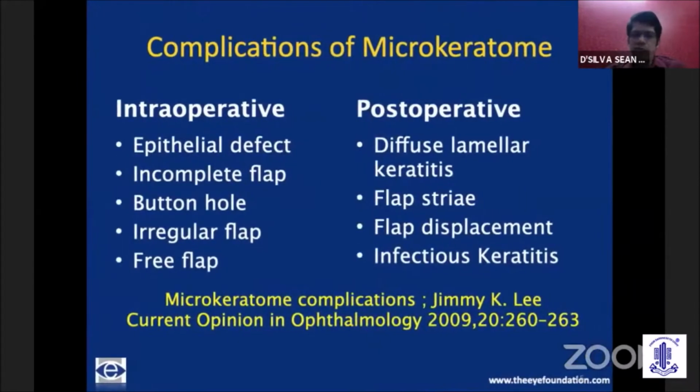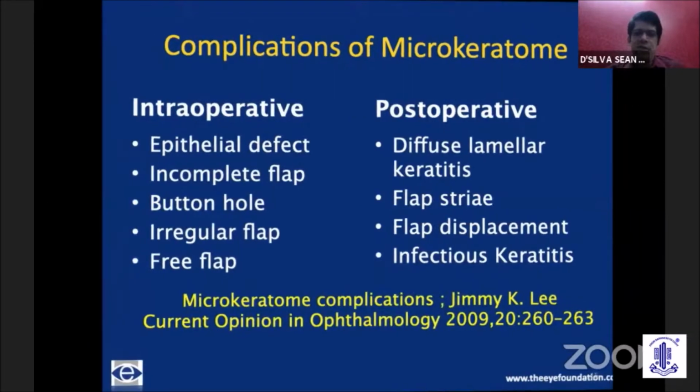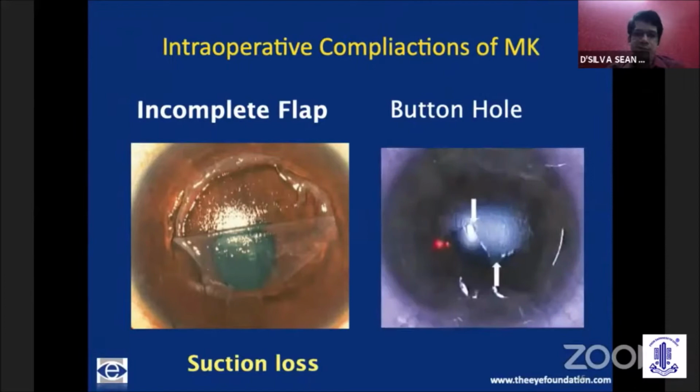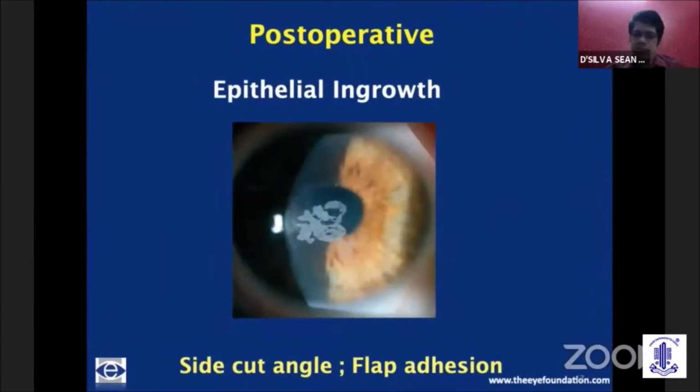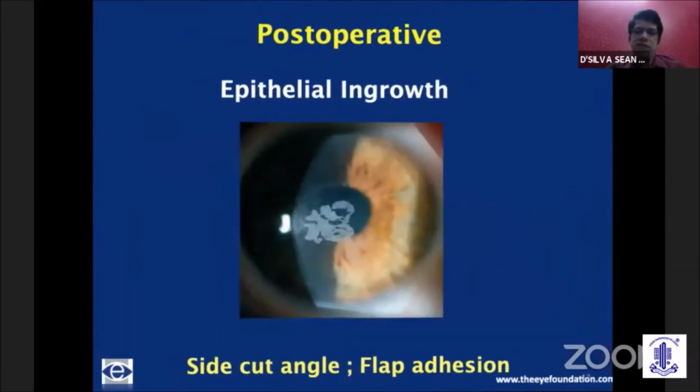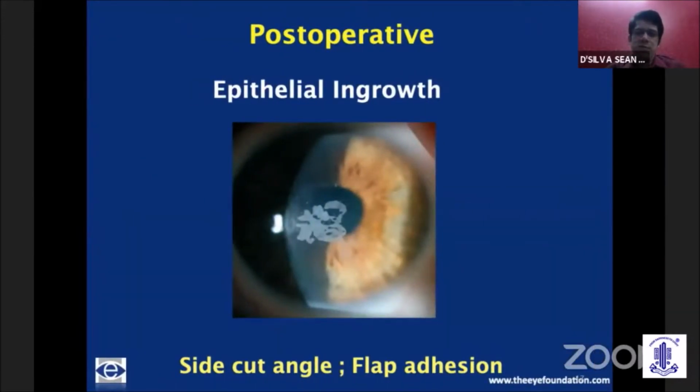So we've already gone through the complications of microkeratome, and here I think femtosecond laser has made it really easier for us. We no longer have to worry about intraoperative problems like incomplete flaps and buttonholes, and even if you have a suction loss, you can still continue, re-dock the patient and go ahead with the femtosecond laser flap creation. Postoperatively, epithelial ingrowth is minimized in femtosecond laser with a good side cut angle and a good flap adhesion in the periphery.